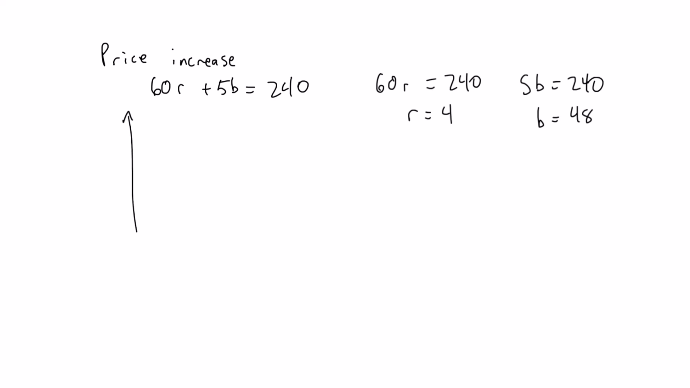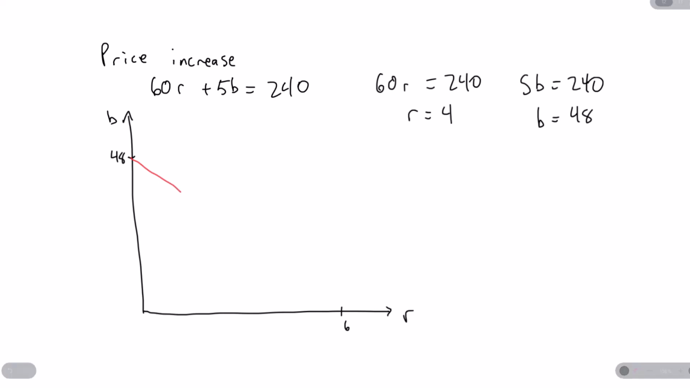Let's draw the graph now. Starting with our original, we had 48 and 6. And our new budget constraint will have a banana intercept of 48 still, but a rum intercept of 4. Drawing that in, it will look something like this. What we see here is that when one of the prices changes, we have a pivot in the budget line. In this case, a price increase pivots the budget constraint inward. On the other hand, a price decrease would pivot the budget line outward.